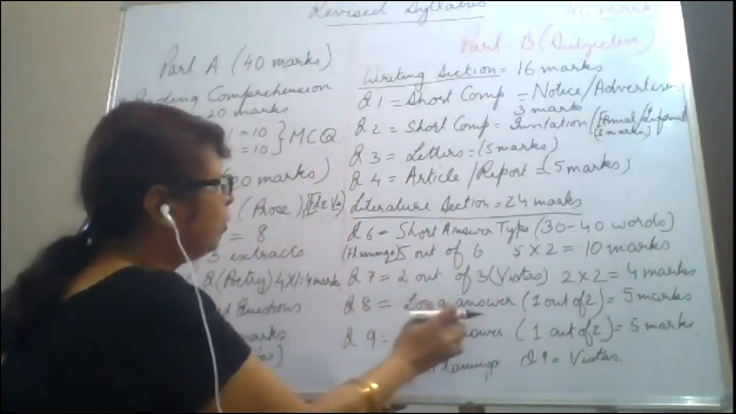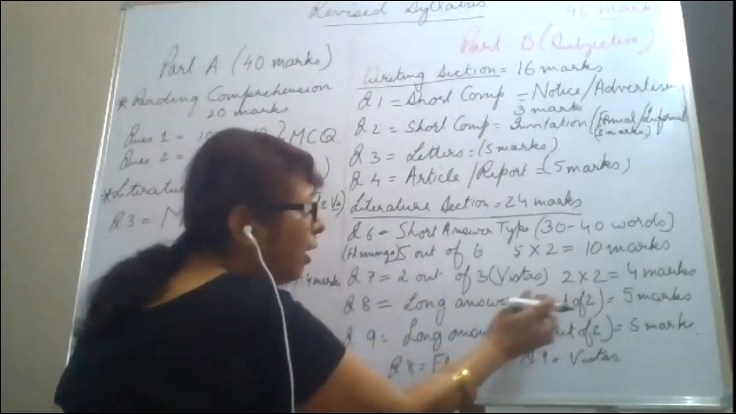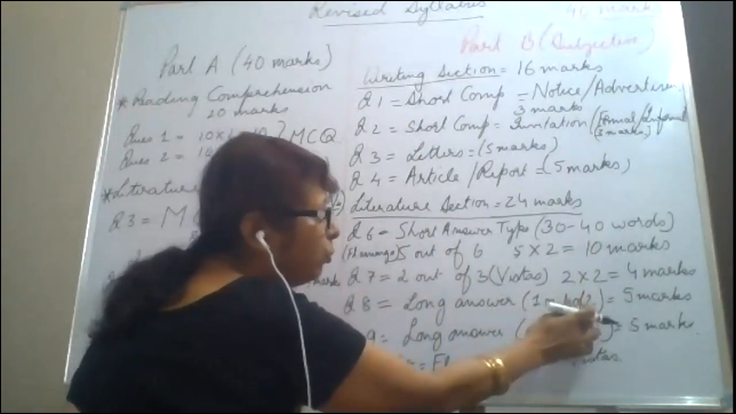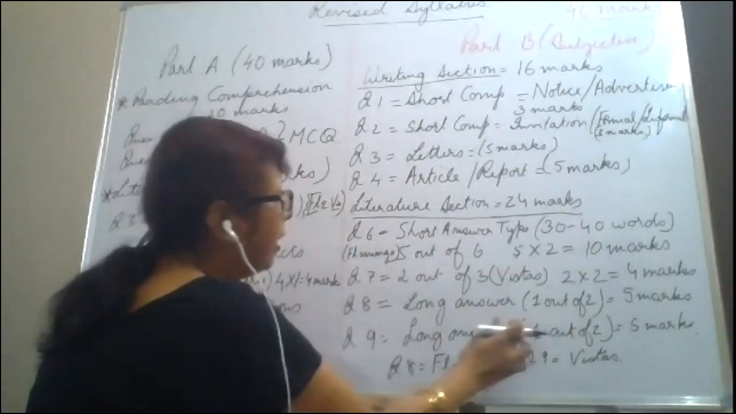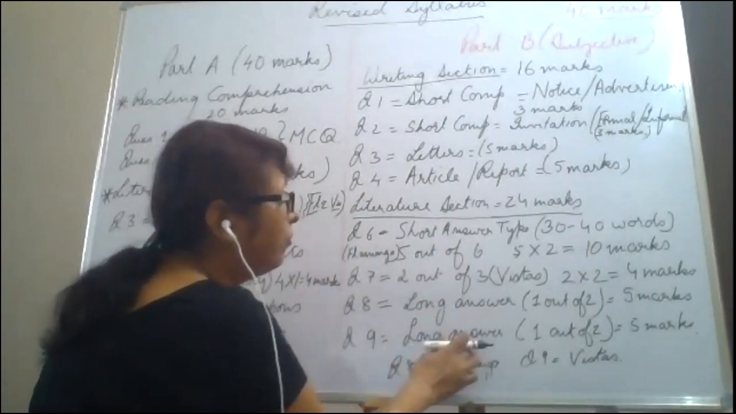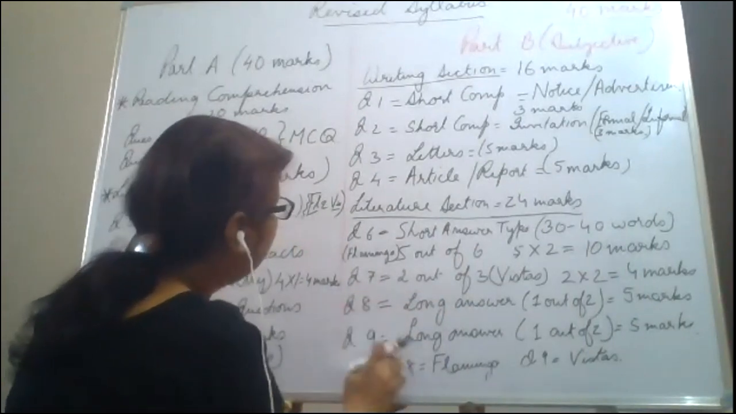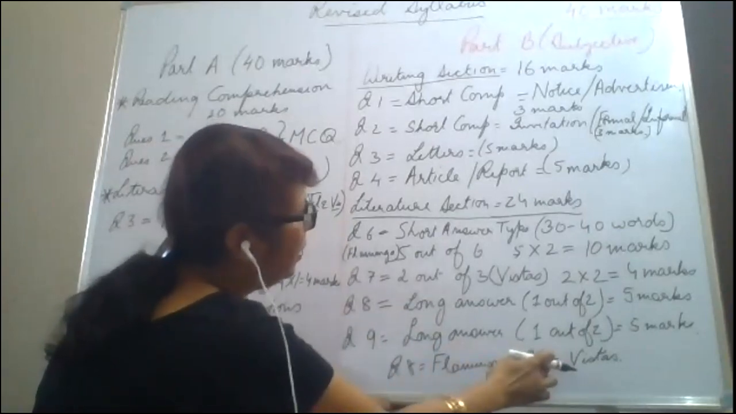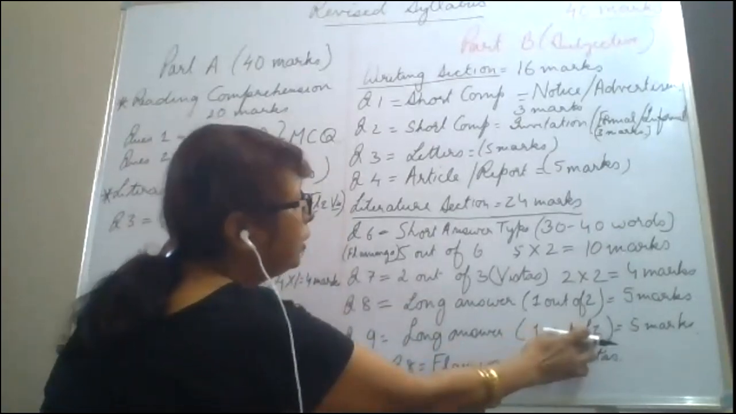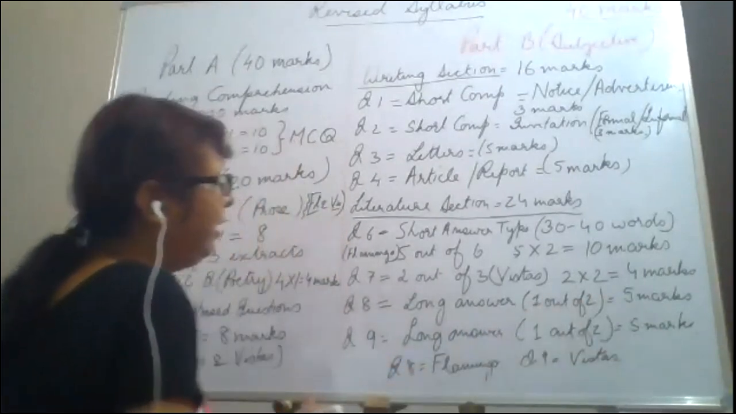Question number 8, it will be a long answer type question. So out of 2, you have to attempt 1, and it carries 5 marks. And question number 9, again, long answer. This will be from Vistas. So see, I have written over here. Actually, I forgot to write it over here. Question number 8 will be from Flamingo, and question number 9 from Vistas. 2 questions will be there, and 1 out of the 2 you have to attempt, and it will carry 5 marks.